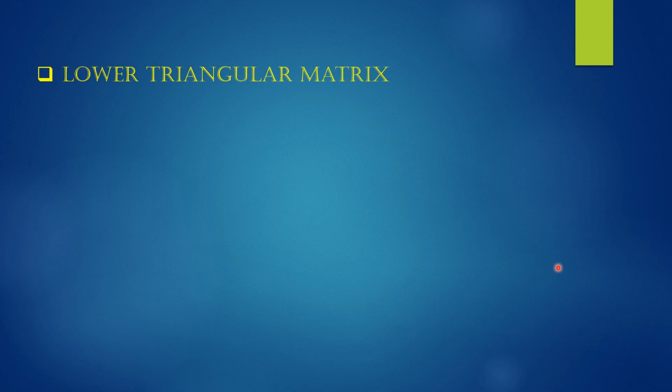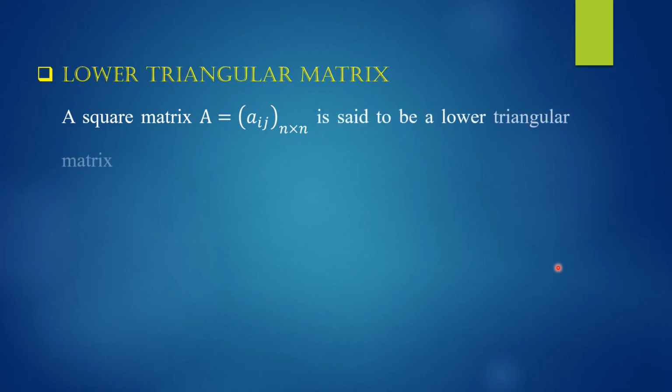So lower triangular matrix is just opposite to the upper triangular matrix. In a lower triangular matrix you must have the elements above the diagonal as 0. That means those elements for which i is less than j are 0. Let me first define lower triangular matrix. A square matrix A equal to [Aij] n by n is said to be a lower triangular matrix if Aij is equal to 0 for those elements where the row number is less than the column number, that is the upper part of the principal diagonal.